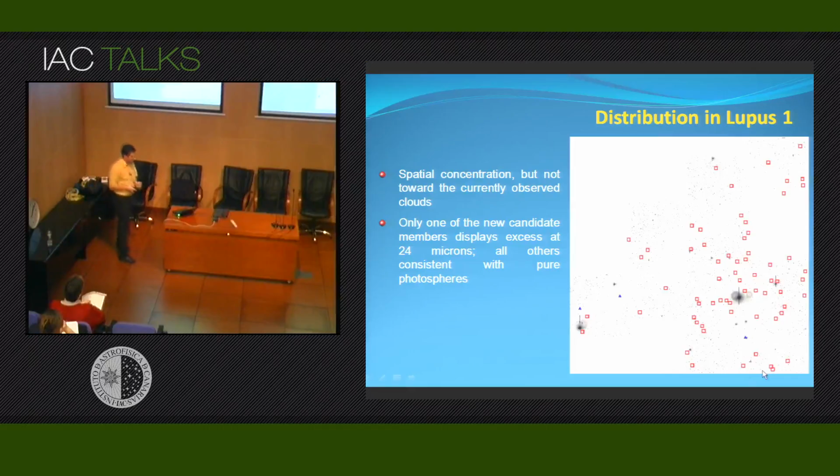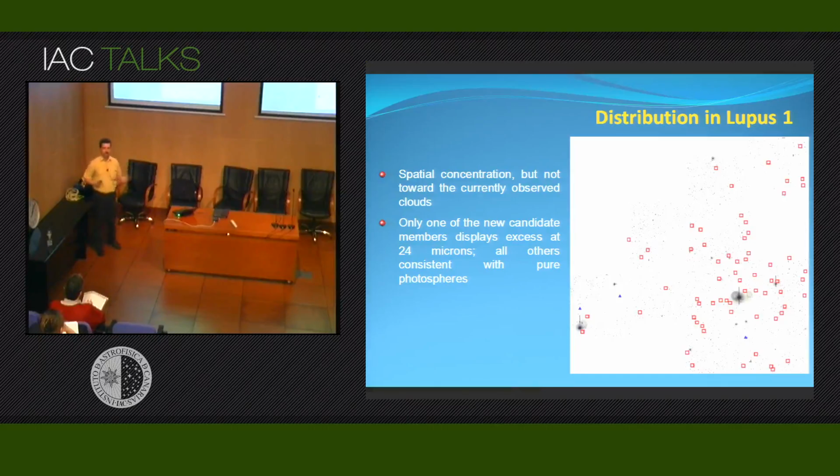In Lupus 3, the effects are even more dramatic. Lupus 3 is richer in every sense. So we detect more members, and many of the objects for which we fit the spectral energy distributions are already known members. Here we have also limits that we have to set in order to avoid background contamination.